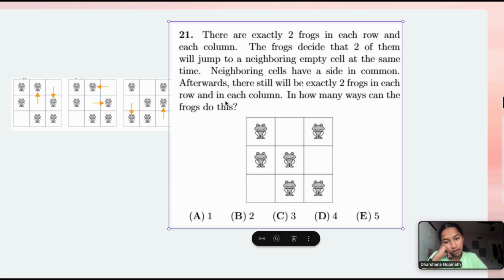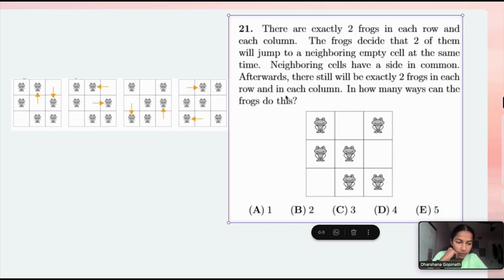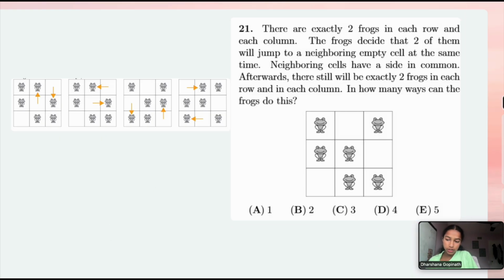in this drawing. So those are the only 4 possibilities that can be done to make sure that 2 frogs are in each row and in each column. So that means the answer to number 21 is option D, 4.